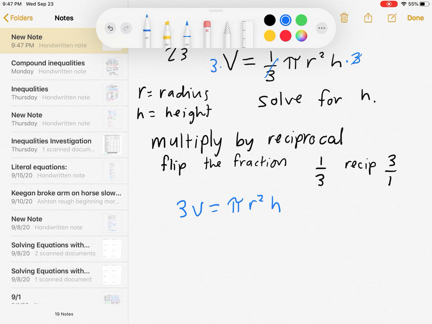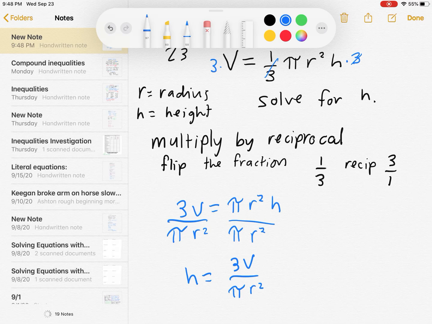Now, all that's left keeping the h from being by itself is the pi r squared. Let's go ahead and divide by that at the same time, giving us h equals 3v over pi r squared.